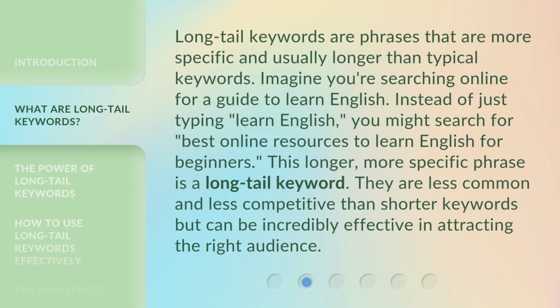Long-tail keywords are phrases that are more specific and usually longer than typical keywords. Imagine you're searching online for a guide to learn English. Instead of just typing, "Learn English," you might search for "Best online resources to learn English for beginners." This longer, more specific phrase is a long-tail keyword. They are less common and less competitive than shorter keywords but can be incredibly effective in attracting the right audience.